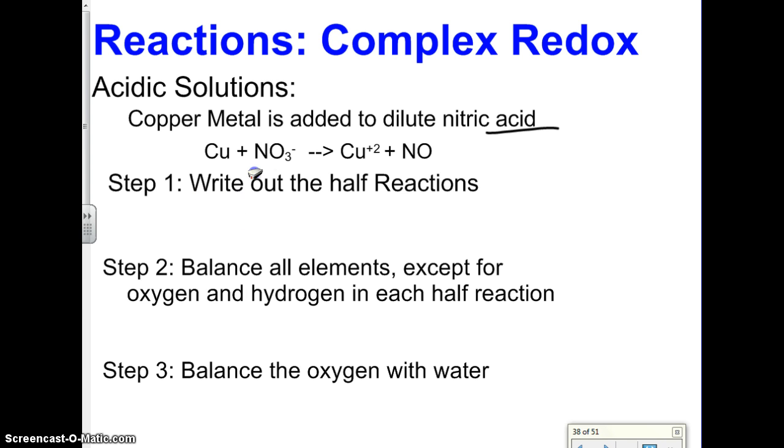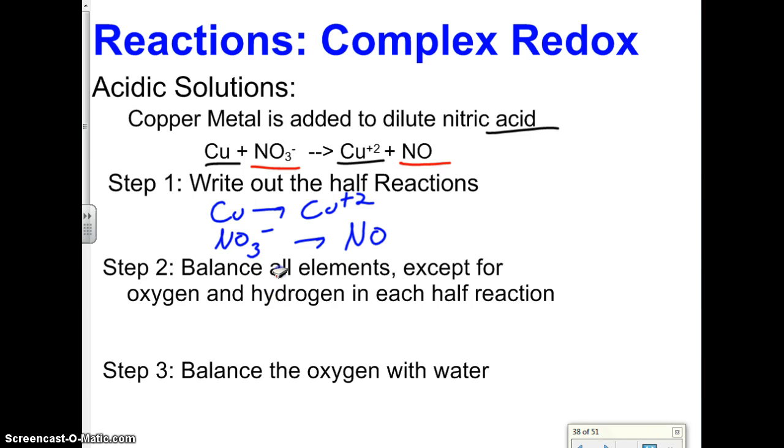We write our half reactions, so in this case we find what matches on each side of the arrow. So here it's going to be the copper, and then it's going to be the nitrate and NO. So our two half reactions are going to be copper going to our copper ion, NO3 going to NO. So that's our first step, it's just writing our half reactions.